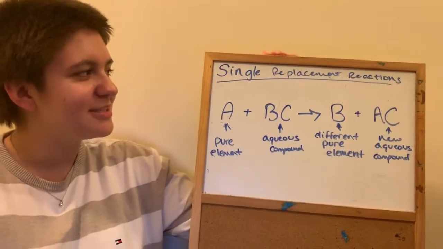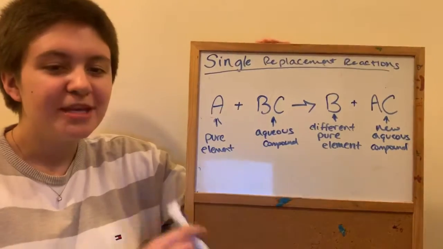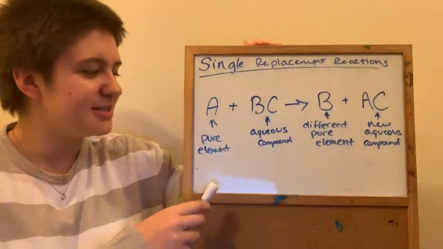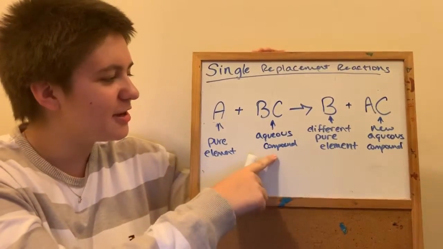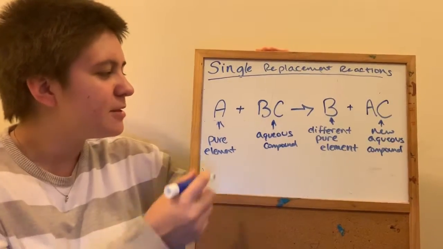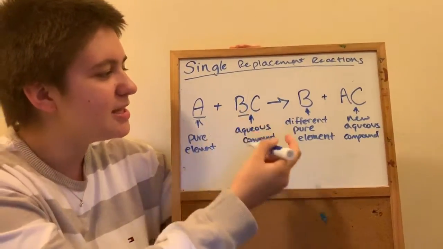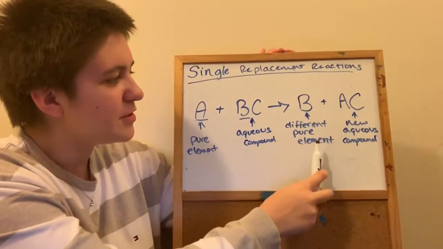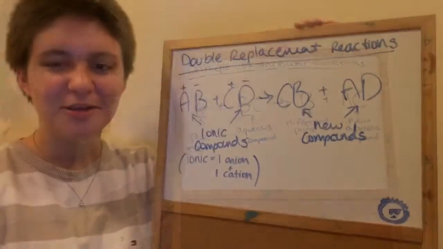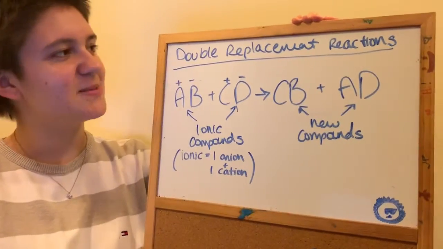Single replacement reactions is another way chemicals are formed. These types of reactions have one reactant as a pure element and another as an aqueous compound. The pure element and one part of the aqueous compound switch places, forming a different pure element and a new aqueous compound. Another way chemicals are made is through double replacement reactions.